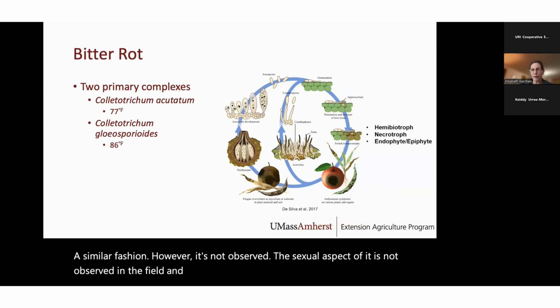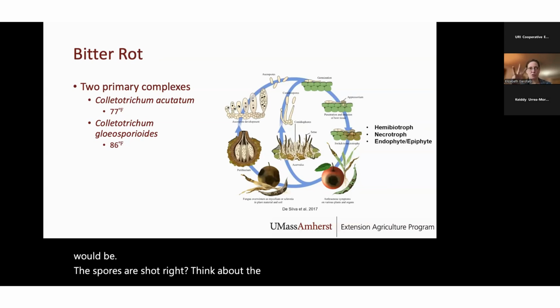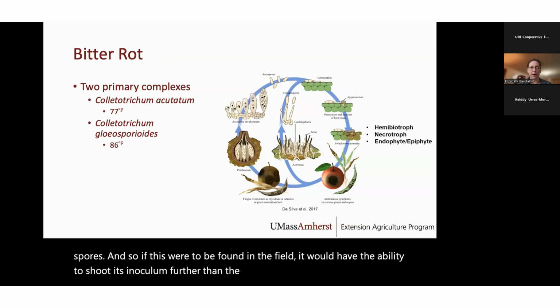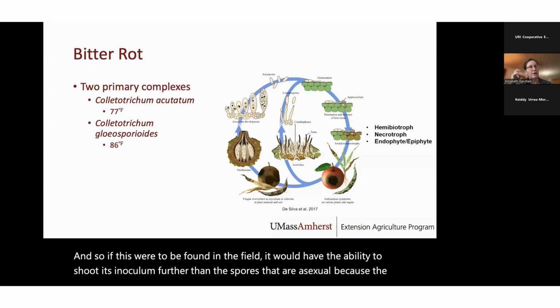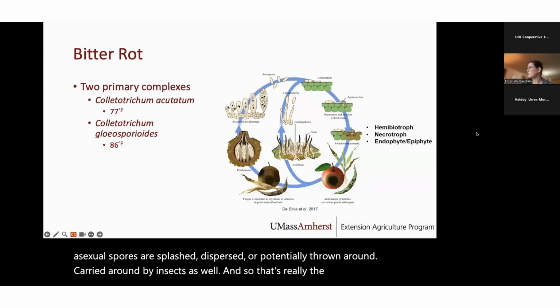That's important because with the sexual aspect, the spores are shot, right? Think about the way apple scab shoots its spores. If this were to be found in the field, it would have the ability to shoot its inoculum further than the asexual spores, because the asexual spores are splash dispersed or potentially carried around by insects as well. That's really the aspect that we're dealing with over here.